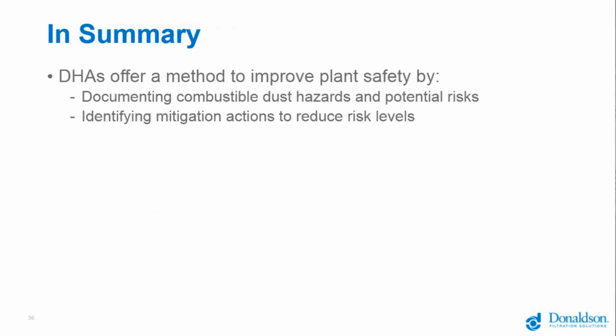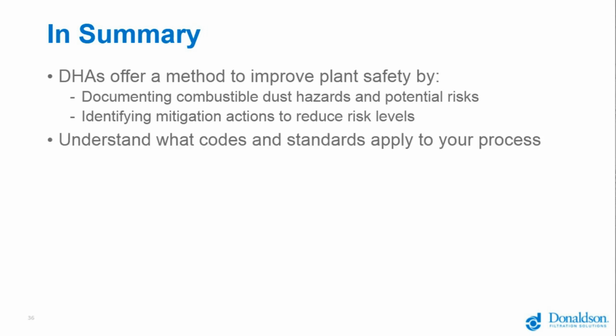So in summary, a DHA is a powerful tool that process and facility owners can use to improve safety initiatives within their plant. It offers a method for documenting combustible dust hazards and the potential risk scenarios, and identifying mitigation actions, both those already being utilized and those that could be added to help reduce risk levels to a tolerable level. When preparing for your DHA, it's important to recognize and understand what codes and standards apply to your process. This information may play an important aspect in the selection of mitigation equipment and strategies.